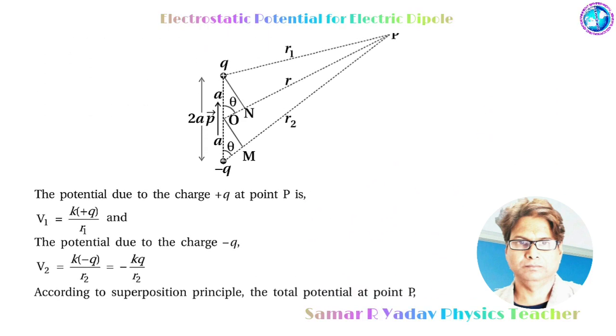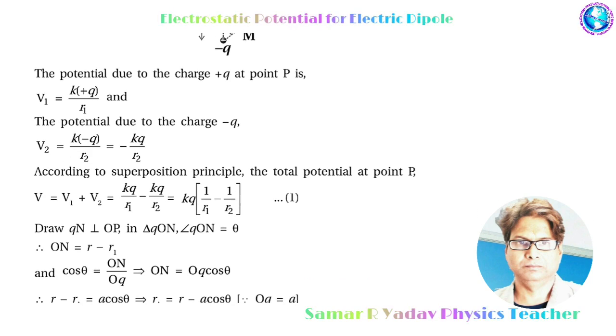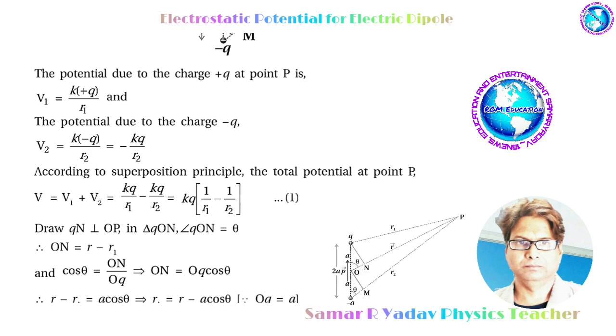The potential due to the charge plus q at point P is V1 = k(+q/r1), and the potential due to charge minus q is V2 = k(-q/r2) = -kq/r2. According to the superposition principle, the total potential at point P is V = V1 + V2 = kq/r1 - kq/r2 = kq(1/r1 - 1/r2), equation 1.